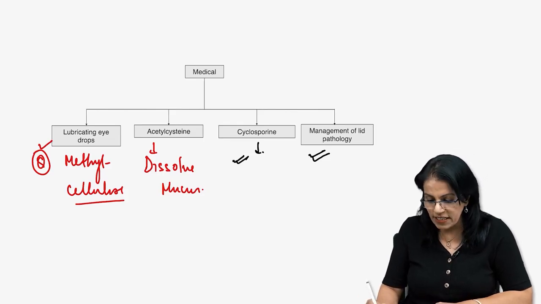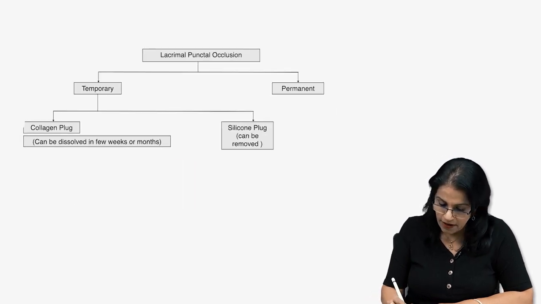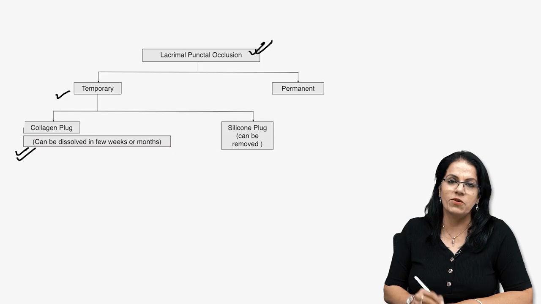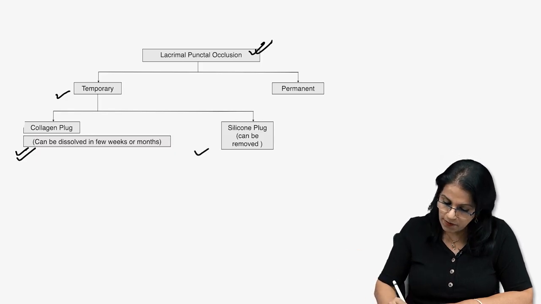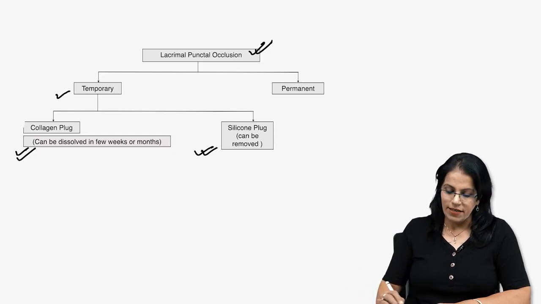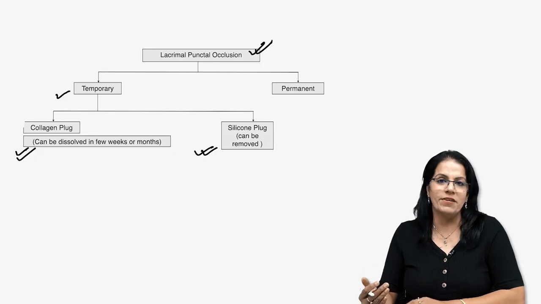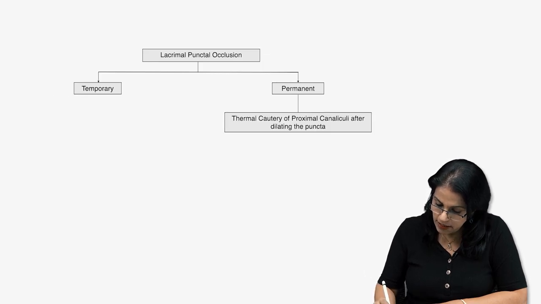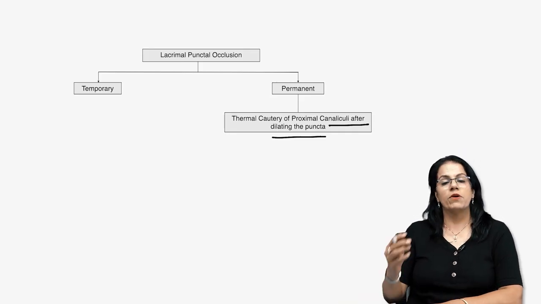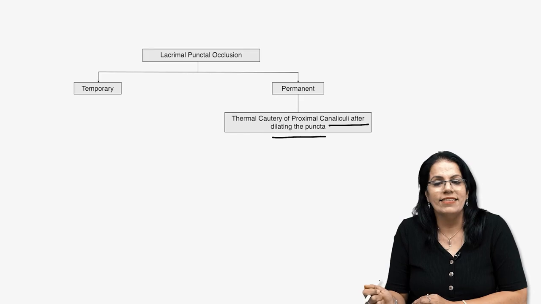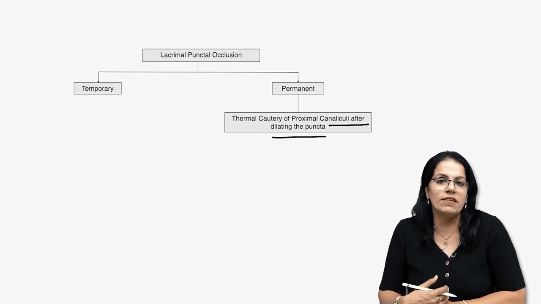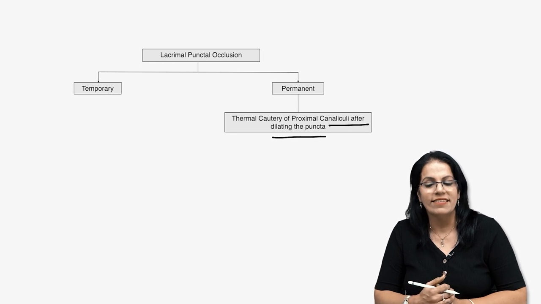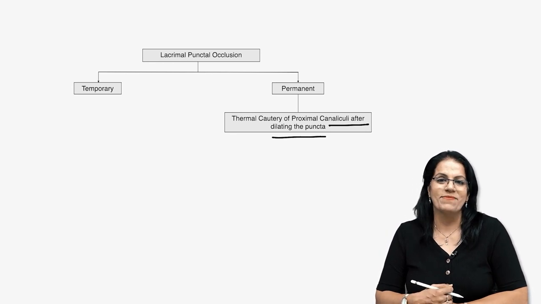And as I told you, for surgical, it is lacrimal punctal occlusion. When you talk about lacrimal punctal occlusion, temporarily I can do it with collagen plugs, which are going to dissolve with time, or I can use silicone plugs, which need to be removed when you don't want them. So, these are all still temporary. But if I have to go for a permanent one, then I cauterize the proximal canaliculi. Proximal canaliculi is cauterized. This is the permanent method of doing lacrimal punctal occlusion. That area and that path is all blocked, so that the tear stays for a longer time in the eye, right? So, that is the mechanism. Okay, right, all of you?